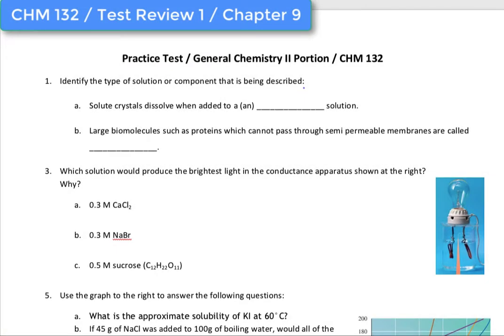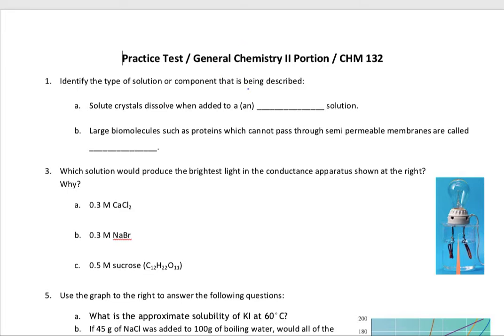In this video, I want to focus on the Chapter 9 portion of the test review for 132. What I'm doing is putting in just enough material to remind you that there are all these different categories of topics. For example, the couple of fill in the blanks here.